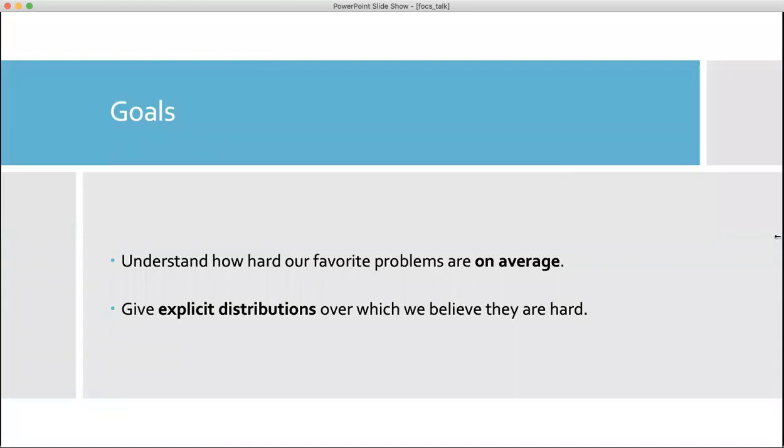So let's start with defining our goals here. I want to understand how hard our favorite problems are on average, and we want to give explicit distributions over which we believe they are hard.